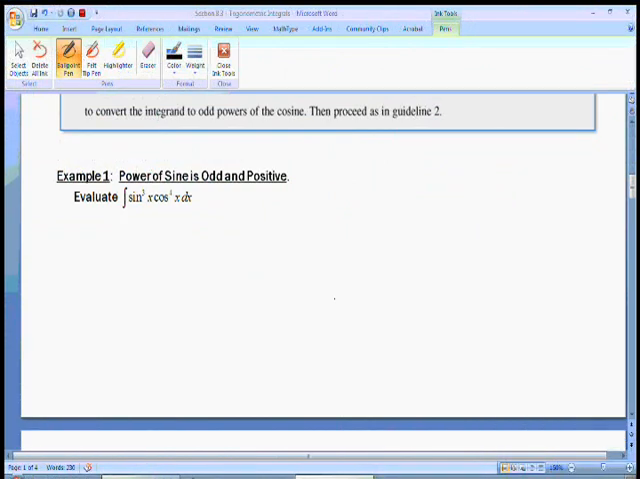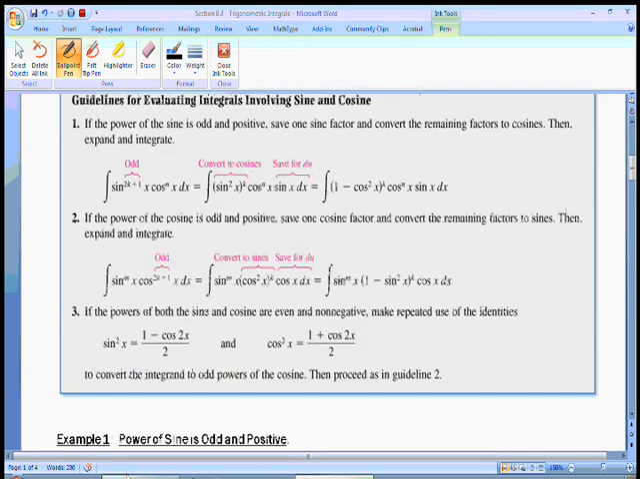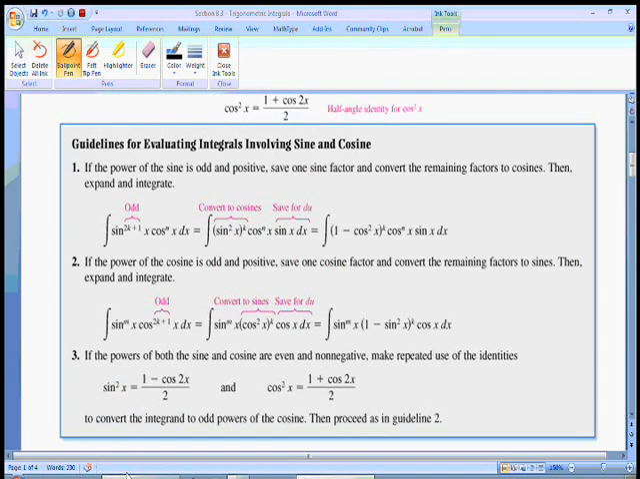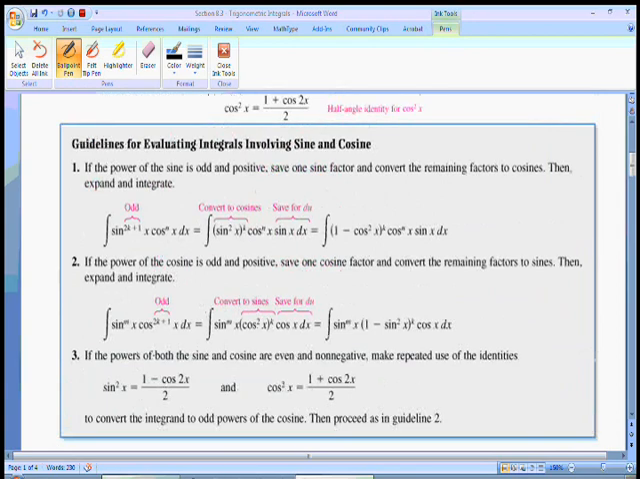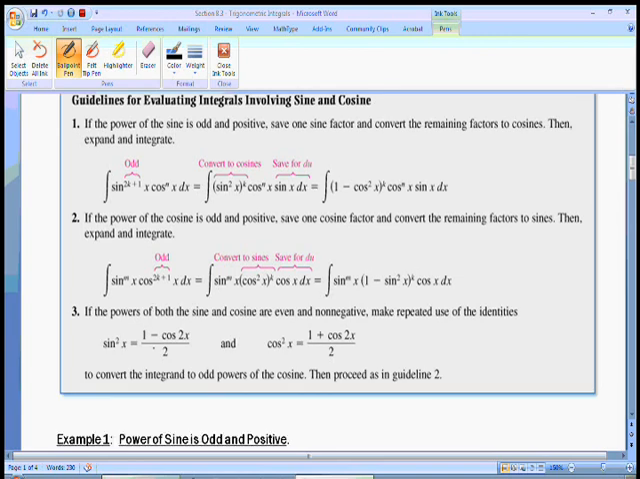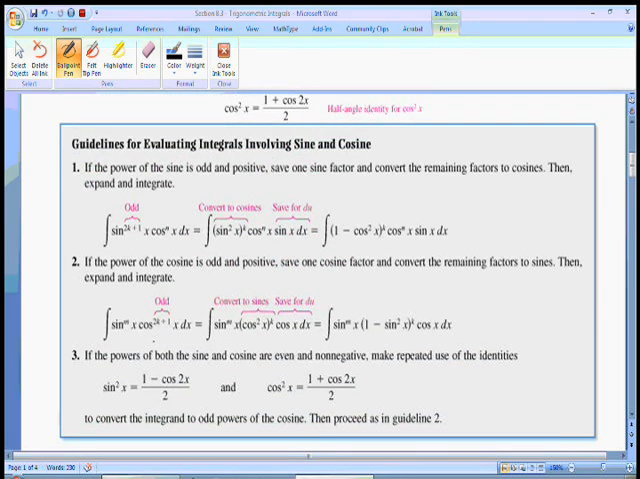For our first example here in section 8.3, trigonometric integrals, it's going to become important that you familiarize yourself with the information in the gray box here entitled Guidelines for Evaluating Integrals Involving Sine and Cosine. Particularly for our problem number 1, our sine is raised to the 3rd power, where our cosine is raised to the 4th power, which obviously categorizes that as number 1 here, when your sine is odd and positive. The cosine, in this case, is an even number 4, but particularly it's the sine being odd that takes precedence here.